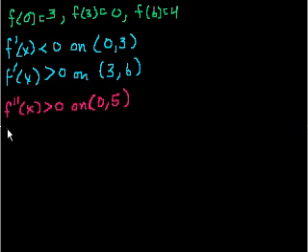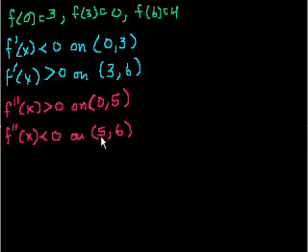And they also tell us that the second derivative is less than 0, so it's concave downwards, on the open interval from 5 to 6. They don't give us any information about what happens after 6. Maybe it goes to an inflection point. We don't know, so maybe we'll just assume that it doesn't change. So what does all this information tell us? Well, first let's just graph it.